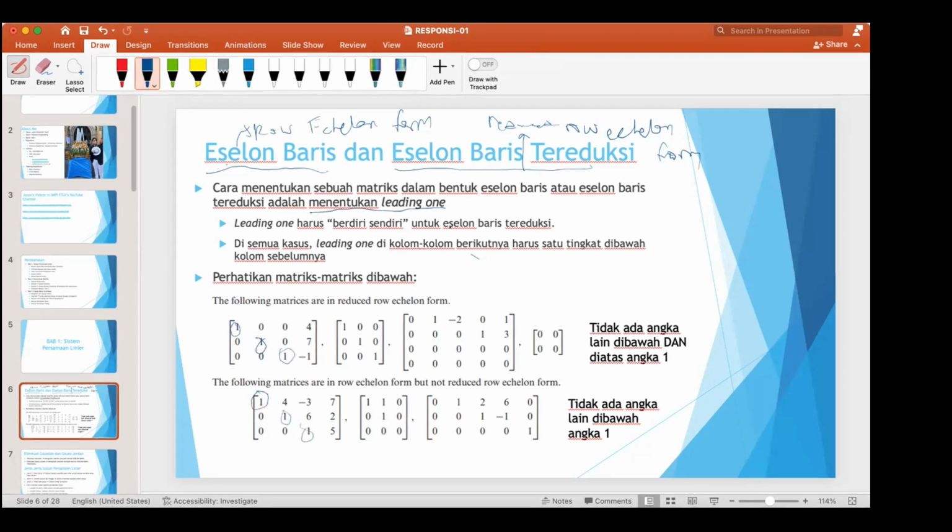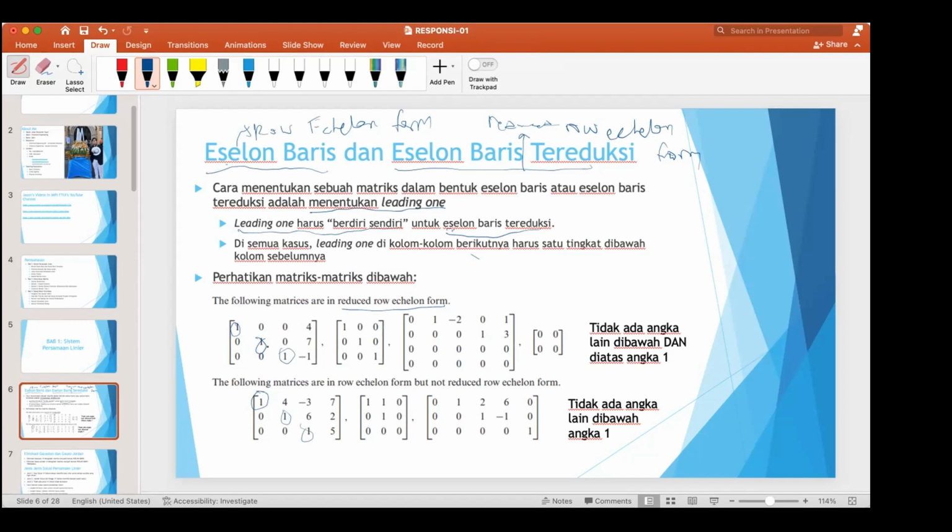So the difference is that for reduced row echelon form, the leading one must stand alone, quote unquote stand alone. What do I mean by that? So since this one is in reduced row echelon form, when I say the leading ones must stand on its own, or diri sendiri, here, take a look at this one. That's the second one. Do you see anything above and below it? No, right? It's just zero.